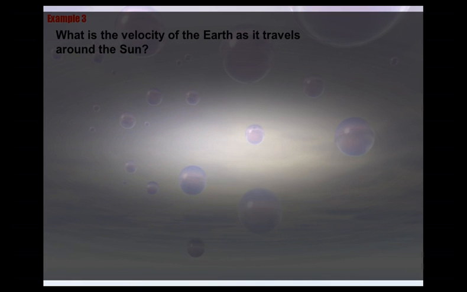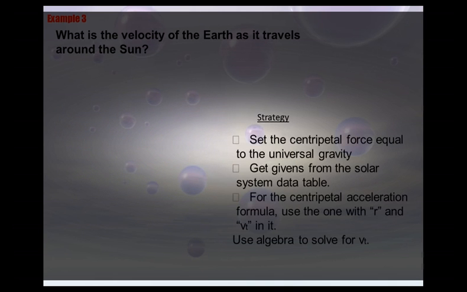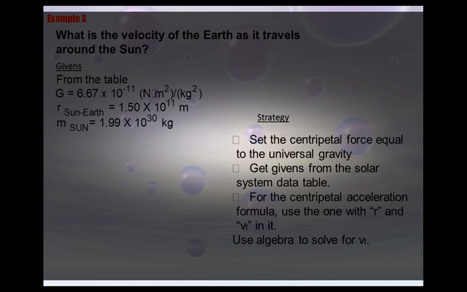Now, another one, how about the velocity of Earth as it travels around the Sun? So, set centripetal force equal to universal gravity, and use your givens from the data sheet, which would be given to you on such a QOD if you were to have one, hint, hint. And the equation that you're going to need for centripetal acceleration this time is the one that has both r and v in it, because we have r, we know the Earth-Sun distance, an astronomical unit, 1.5 times 10 to the 11 meters, and they're asking for velocity. So the centripetal acceleration equation with both r and v in it is v squared over r, so that's what you plug in.